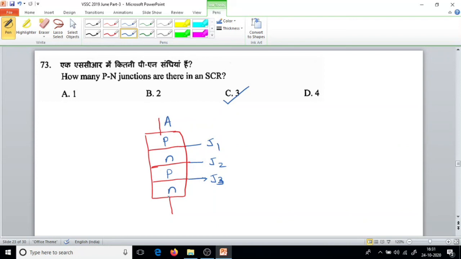Now this is the anode of the SCR. This is the cathode of the SCR. What is the symbol of SCR? This is the gate. This is the cathode. This one is the anode. So this is the gate, near to the P region of the cathode. There the gate comes.